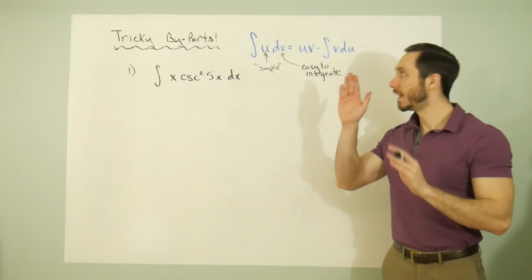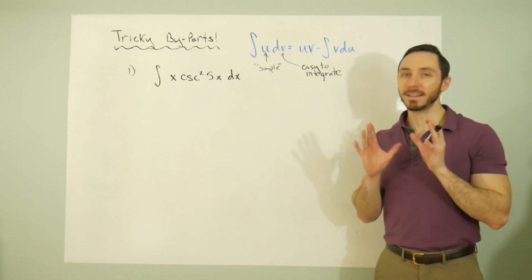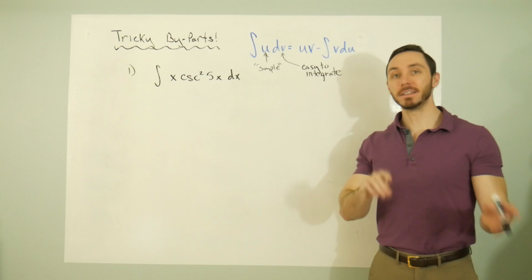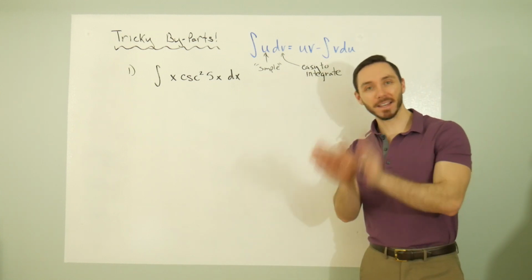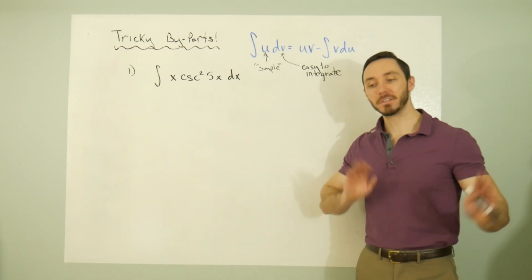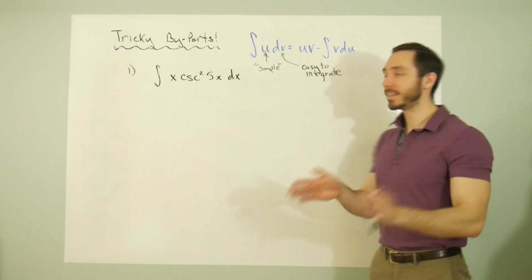Hey math people, integration by parts is not easy. It's substantially more involved of a process than U substitution. U substitution is pretty much just: find the thing on the inside, that's your U, take the derivative, plop it in, cancel away, and it's integrable. Yeah, okay, not with by parts.